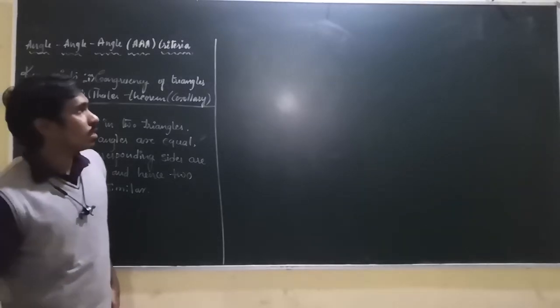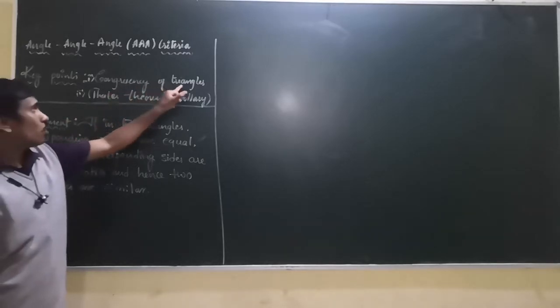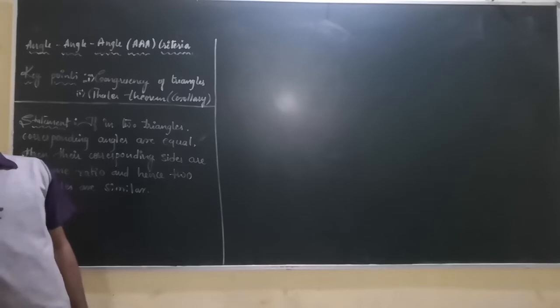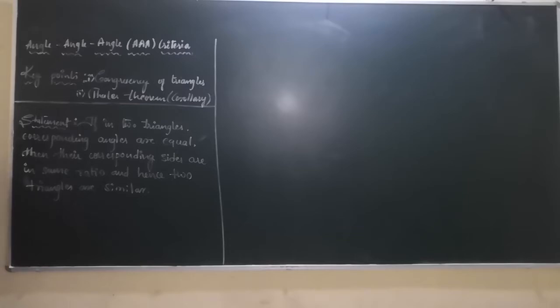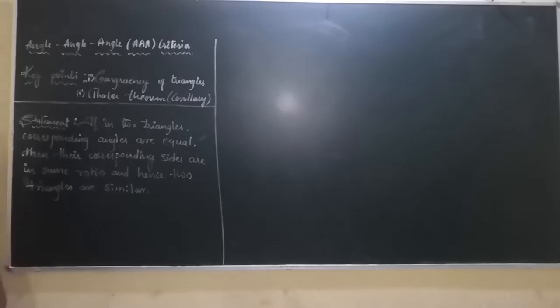I'm using two things to prove this theorem: congruency of triangles, as well as the third corollary of the Thales theorem. We have already discussed the congruency of triangles in the ninth standard. Two triangles are said to be congruent when the corresponding angles are equal as well as the corresponding sides are equal. And the Thales theorem we already discussed in the previous video. Just go through that. Now, I have already written the statement here.